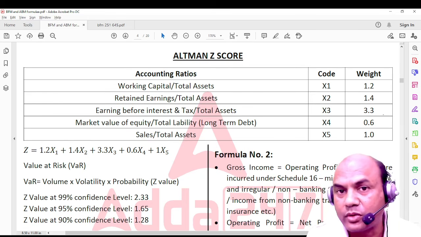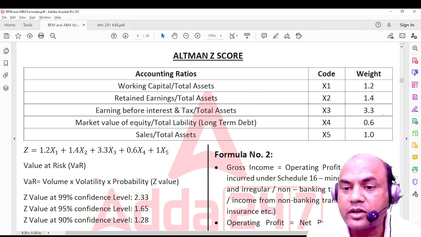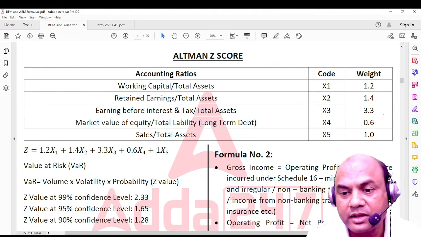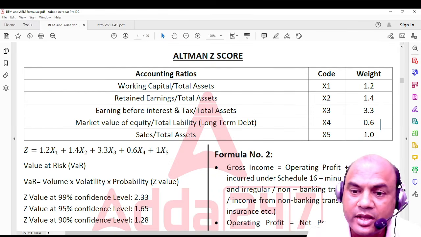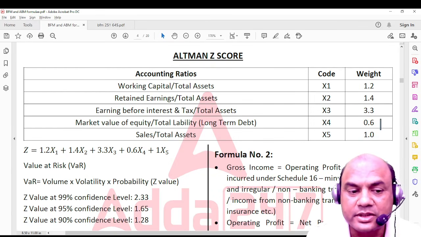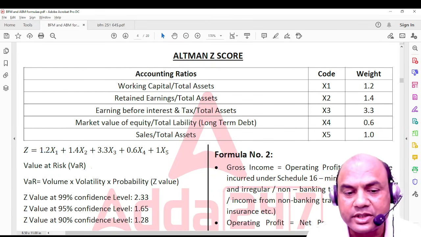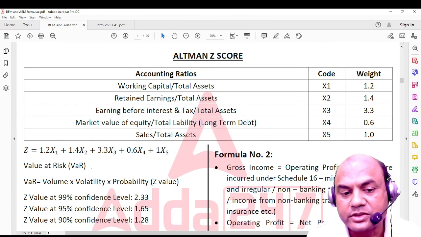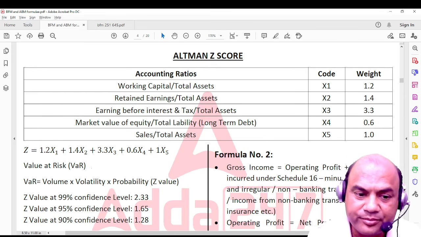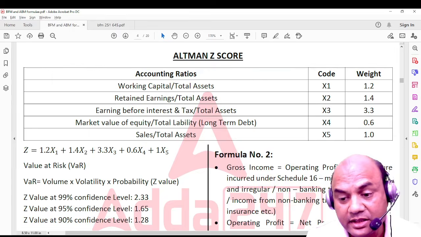Revise this again before going to the exam. The weightages are 1.2, 1.4, 3.3, 0.6 and 1. So this is the basic formula of Altman Z score: Z equals 1.2 X1 plus 1.4 X2 plus 3.3 X3 plus 0.6 X4 plus 1 X5. So this is basically the Altman Z score.